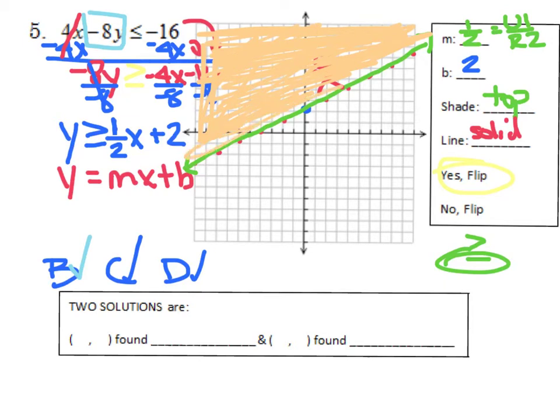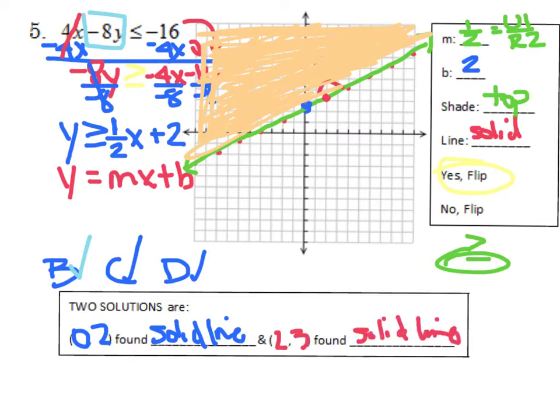Now, where do we find 2 solutions? Alright, well, one solution I can find, I know, on the solid line. So I'm going to actually use the y-intercept, which is 0, 2, as a solution because it's on, right, the solid line. Another point then could be one that I find on the shaded region. Or I could pick another point on the solid line, totally up to you. Let's go with another one on the solid line. So that would be 2, 3. Notice I found that one also on the solid line. You have a lot of options.